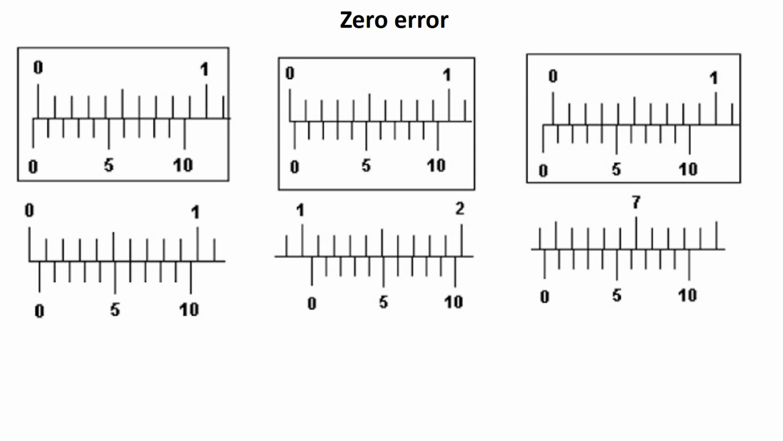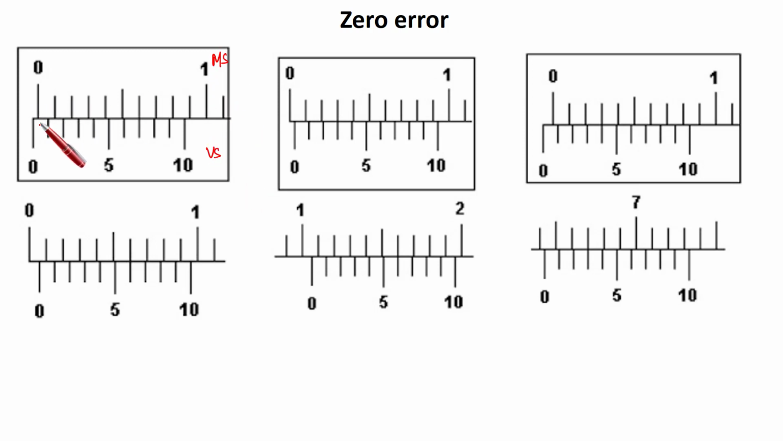Okay, now we'll talk about zero error. Last class we could not talk about this one. So look, what happens is that, as I have told, when the measurement is started, first of all during measurement we check the zero of the main scale. This is the main scale and this is the vernier scale.